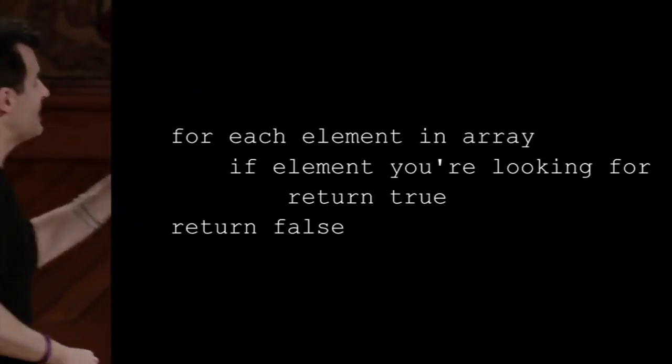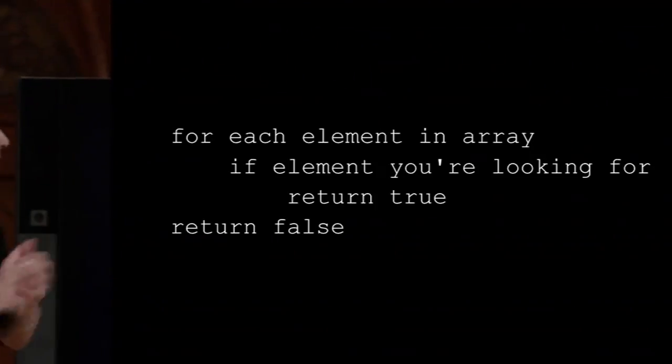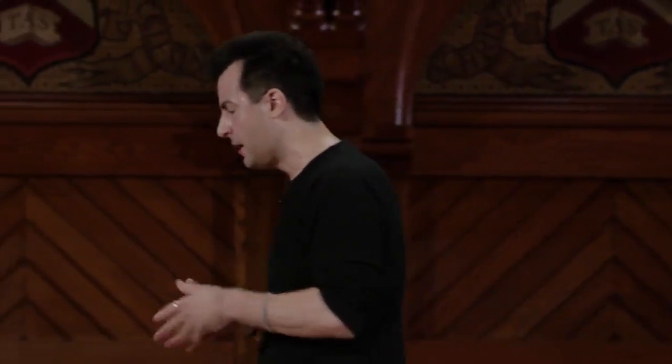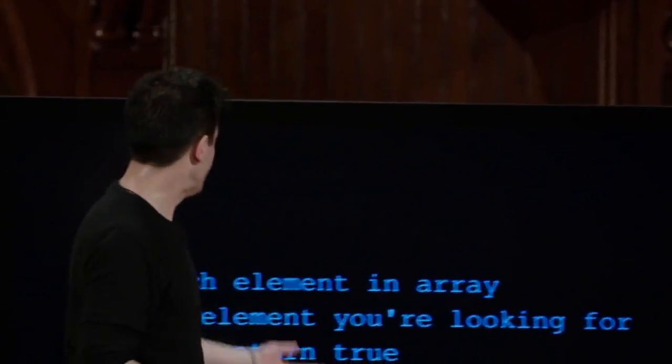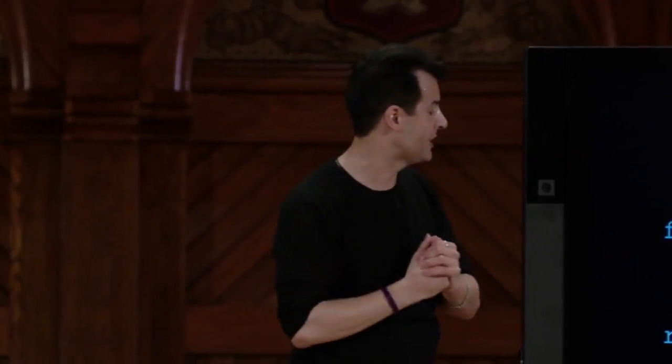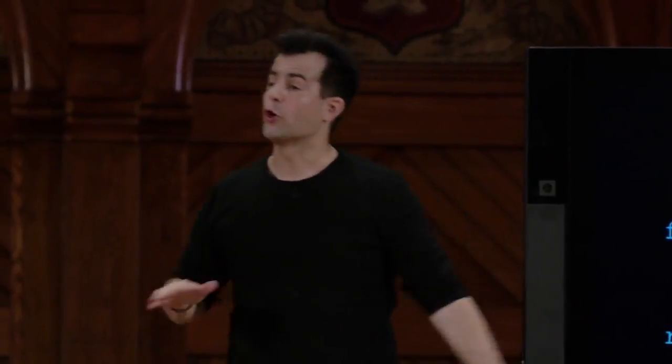For each element in array, if the element you're looking for, return true. So this is a very concise way of saying for each element in the array, just look at it from left to right or right to left. If it's the one you're looking for, return true. I found the number 50, or whatever it actually is. Otherwise, return false at the very end. And notice the indentation. I unindented it, because only as the very, very last step do I return false if none of my iterations through the loop actually return true. So that would be linear search.